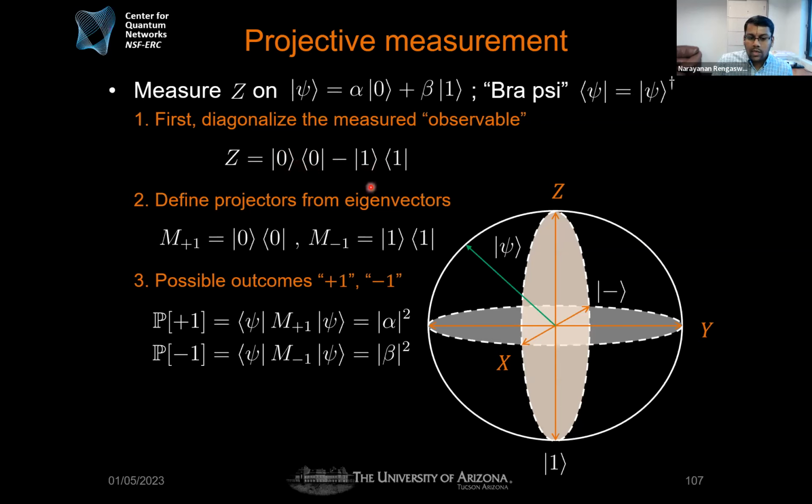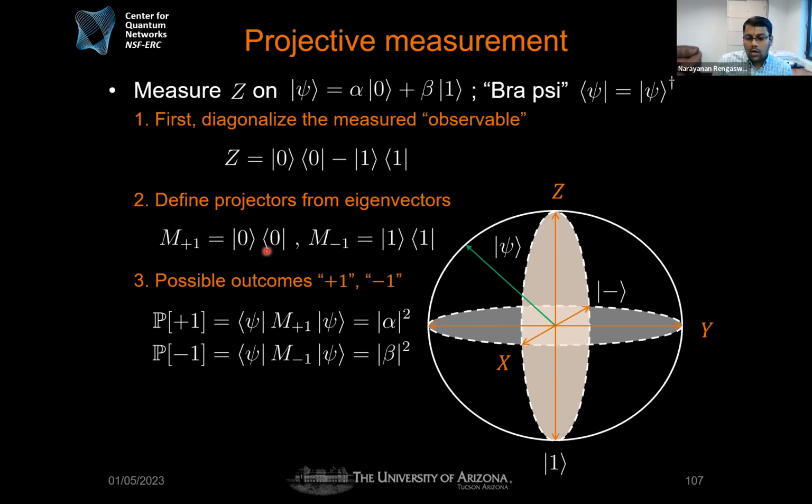This is precisely because these are eigenvectors of Z. So you first diagonalize the observable, then you define the projectors using the eigenvectors. Here you have two eigenvectors, ket 0 and ket 1. You take each one to define an outer product. Remember, this is a column vector and this is a row vector, so this is an outer product. This is a 2 by 2 matrix. Similarly, this is another 2 by 2 matrix.